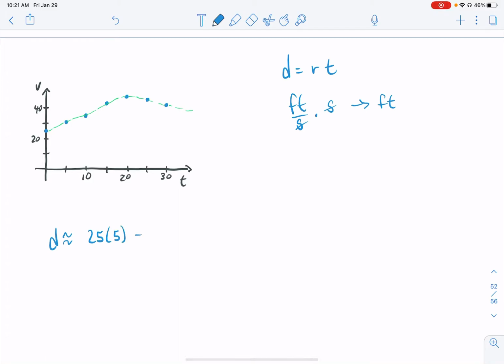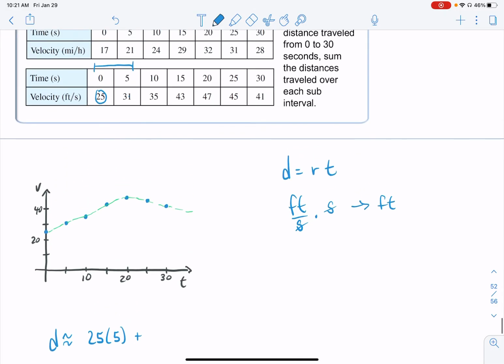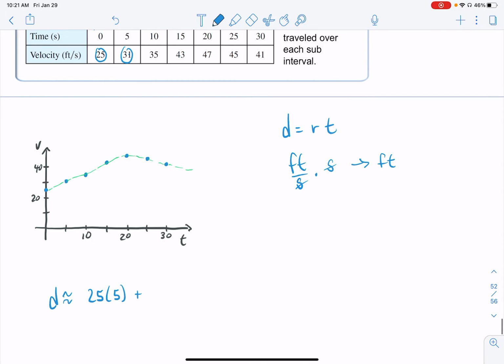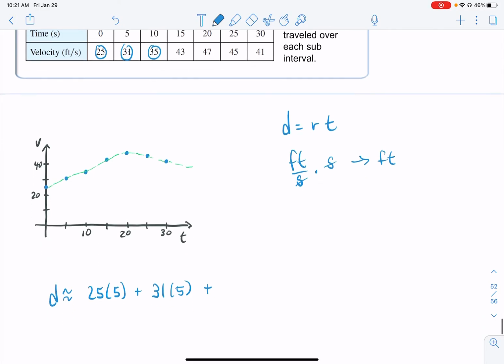All right, so there's the first little interval. And then I have another little interval of 5 seconds. So in this next 5 seconds, let's say that we were going a constant velocity of 31 until I got up to 10 seconds, and then magically my car jumped up to 35. Okay, so I'm going to say 31 feet per second that I'm going to multiply times 5 seconds. Keep going. The next 5-second subinterval, let's say that I was going 35 feet per second.